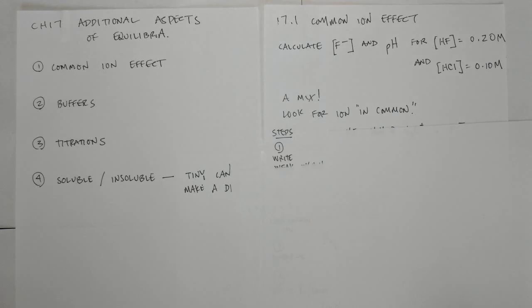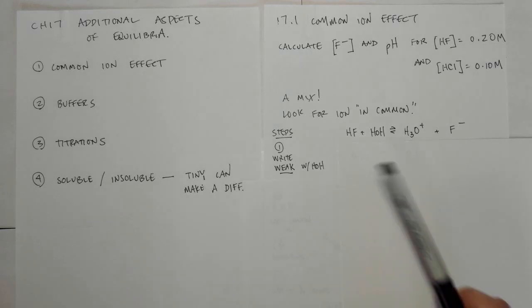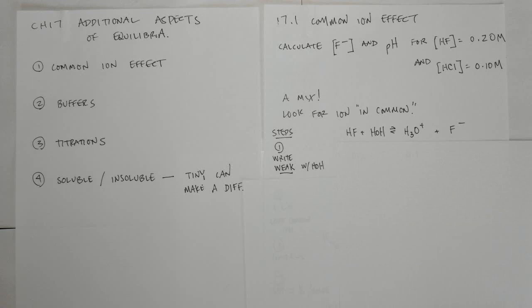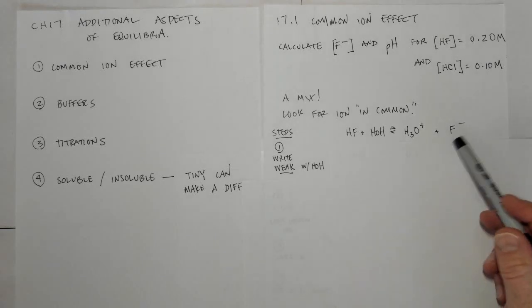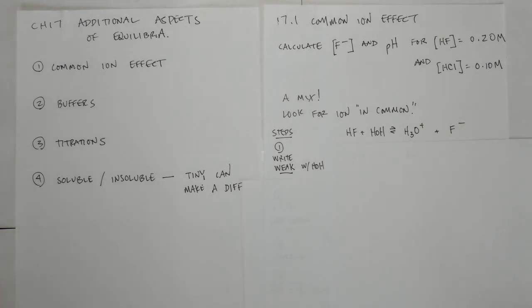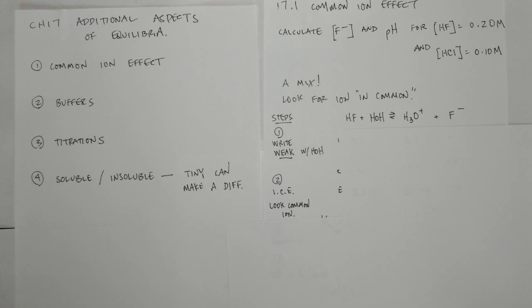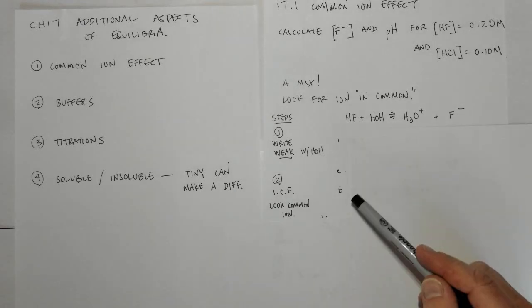So steps on this, step number 1 is to write the weak electrolyte, the weak acid or base usually, with water. And so I did that. I took the weak electrolyte, HF, and I reacted it with water, and I got some H3O plus, and I got some F minus. Second step, after I've written that weak equilibria, is to write an ICE table. And once I've written an ICE table, look for the ion that is in common. And so I'll put down ICE, leave a little extra space for the I here.